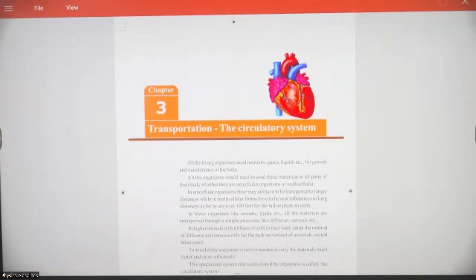And what is lymph actually? Lymph is nothing but the interstitial fluid. And what is the interstitial fluid? It is the fluid which is present in the tissues. The fluid in the interstitium of the tissues is called interstitial fluid.